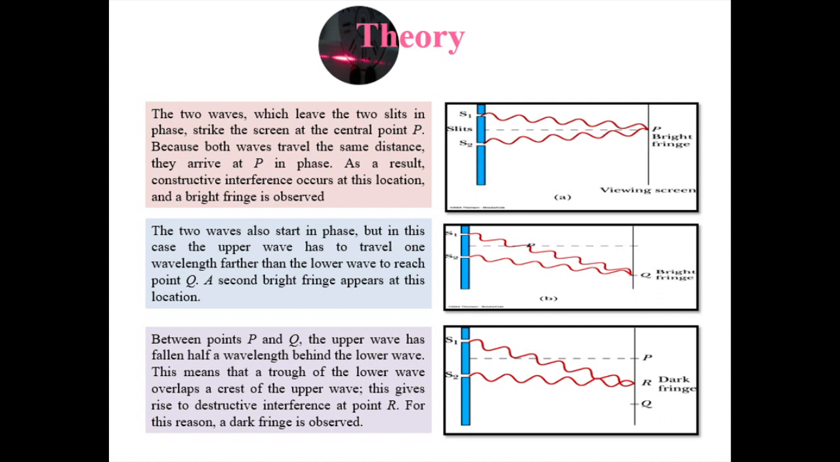In diagram C, between points P and Q, the upper wave has fallen half a wavelength behind the lower wave. For this reason, a dark fringe is observed.